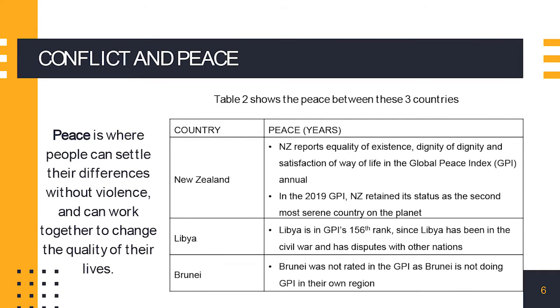In terms of peace, New Zealand is holding the strongest spot on the GPI, which is the Global Peace Index. New Zealand was placed second place of the safest countries on the planet. Meanwhile, Libya was in place 156 on the GPI. This is because there has been a civil war and disputes with other nations. Libya was battered with high prison rate, suicide, violent offences, the effect of insurgents and internal war. Lastly, Brunei was not rated in the GPI as Brunei does not participate in the GPI in their own country.